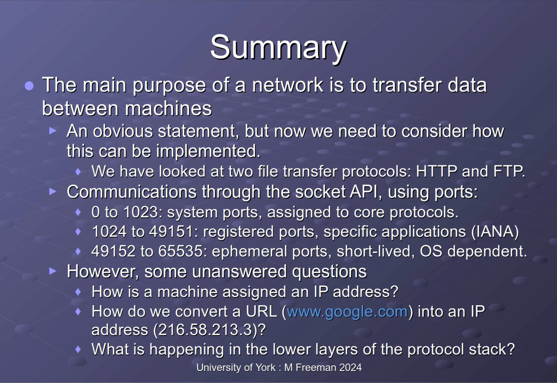We saw that to identify the machine on the network, it needs an IP address, that 32-bit number. Then to identify which service we're connecting to, which software server, we need to use sockets and port numbers. Port numbers 0 to 1023 are defined as system ports, standard ports, and they've been assigned to core protocols. 1024 up to 49,000 odd are registered ports. These are considered application-specific ports, and those are assigned by IANA, the Internet Assigned Numbers Authority, if my memory serves me right, basically a non-profit organisation in charge of managing the internet.